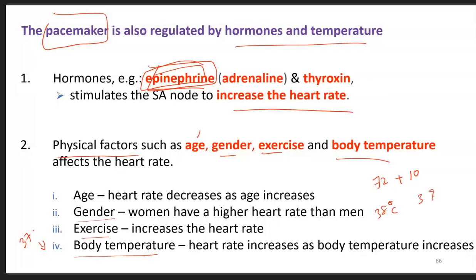Kalau 39, for example, 39 degrees, so increase by another 10. Okay, so that's why you don't want your body temperature to increase above 40. Okay, so kalau especially kalau kanak-kanak, kalau budak, kalau baby, you need to monitor the body temperature, especially for children having fever. Jangan biarkan kanak-kanak suhu badan meningkat kalau dia demam.